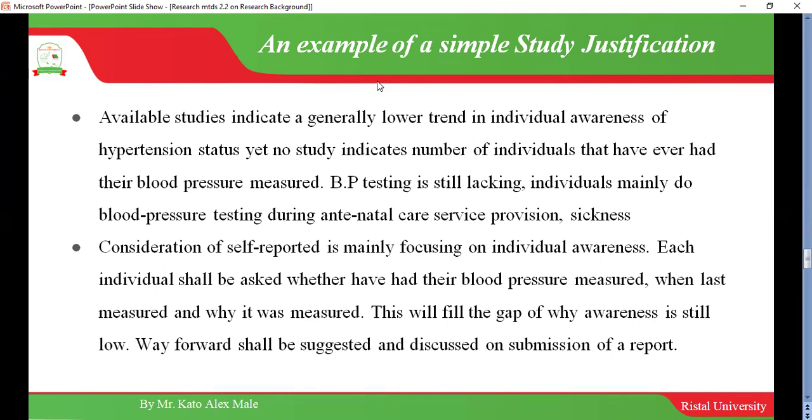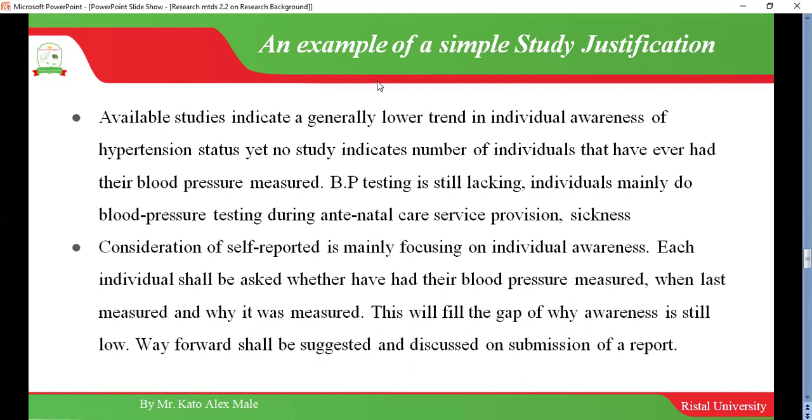Consideration of self-reportedness is to mainly focus on individual awareness. That's the meaning of the word self-reported in this study. So this study was not diagnosing, but was asking these individuals, have you had a blood pressure measurement in your lifetime? The individual says yes. Then the investigator asks, what were the results? The individual indicates that they were blood pressure negative or positive. Also, individuals continue to say, I don't remember or I don't know. Those are all such available cases.